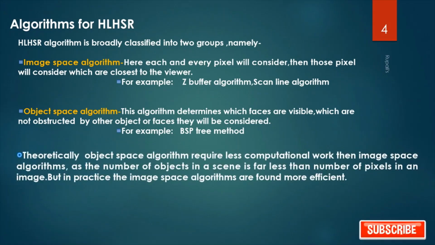Theoretically, object space algorithms require less computation work than image space algorithms. Why so? Because the number of objects in a scene is far less than the number of pixels in an image; the number of pixels is much greater than the number of faces. But in practice, image space algorithms are found to be more efficient.